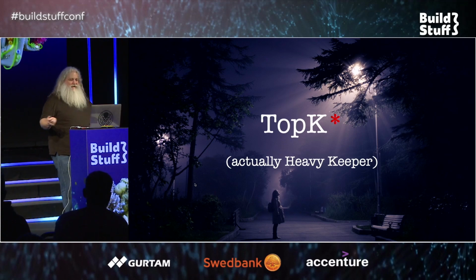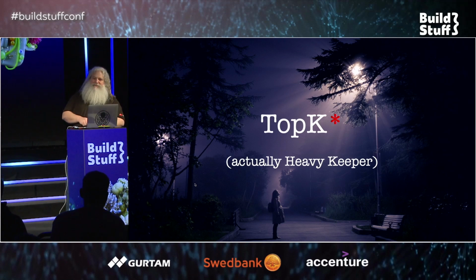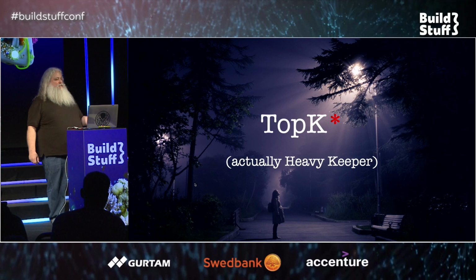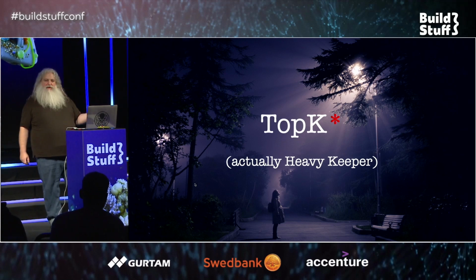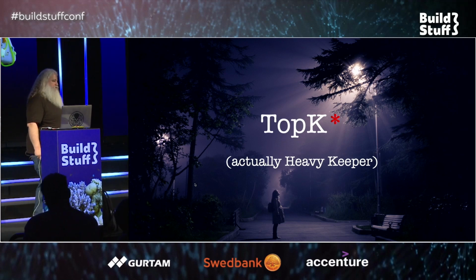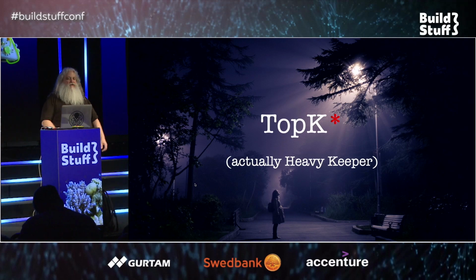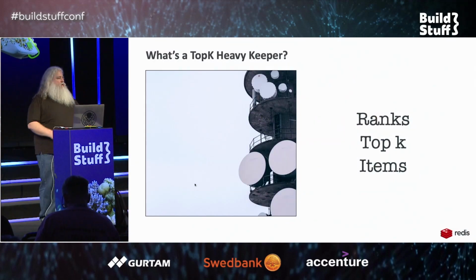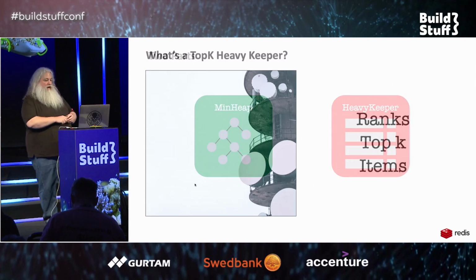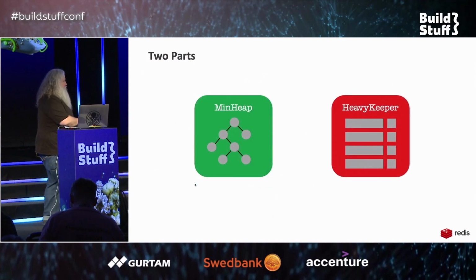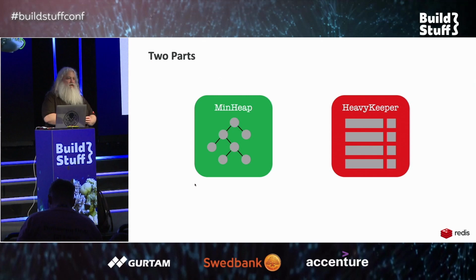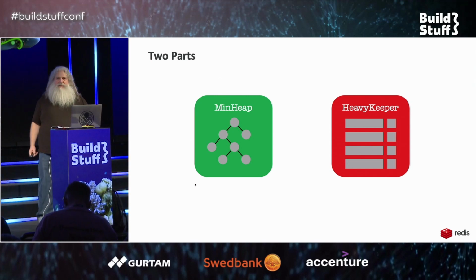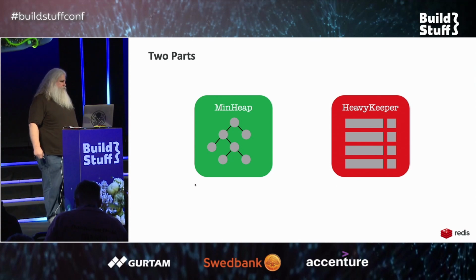It's a break. So top K, which is actually made up of 2 things. We're going to talk about Heavy Keeper as the main component of it, but there's also a min heap in there as well. So what top K does is it ranks items. It's made up of a Heavy Keeper and a min heap, like I said. And you would use top K perhaps for, I mentioned network flows, who's hitting my website the most.